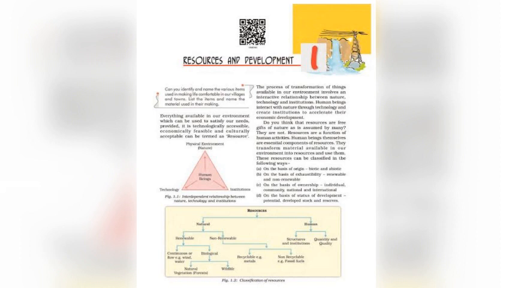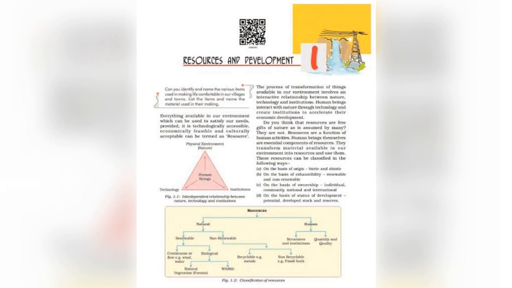These resources can be classified in the following ways: A. On the basis of origin, biotic and abiotic. B. On the basis of exhaustibility, renewable and non-renewable. C. On the basis of ownership, individual, community, national, and international. D. On the basis of status of development, potential, developed, stock, and reserves.